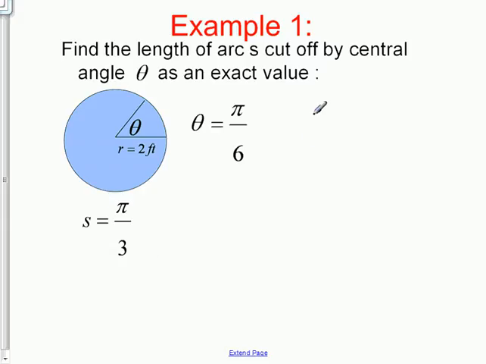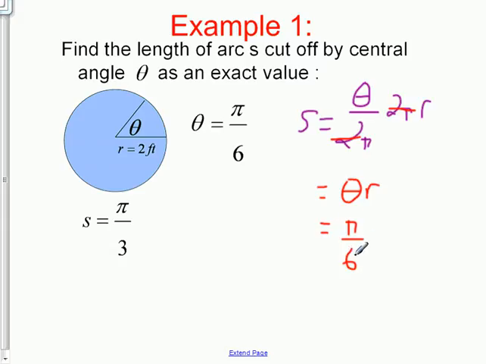So in this case, the arc length would equal theta. This is in radians, so it's theta over 2 pi, and then 2 pi r. Anytime you're using this version, you can cancel out the 2 pi's. Makes it way easier. So it's theta times r, so that's pi over 6 times 2, which gives us pi over 3. That's our answer. So, pretty straightforward.